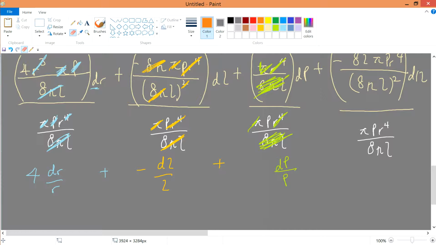And then the last color, what should I pick? I think you want to pick pink, right? Let's pick pink.